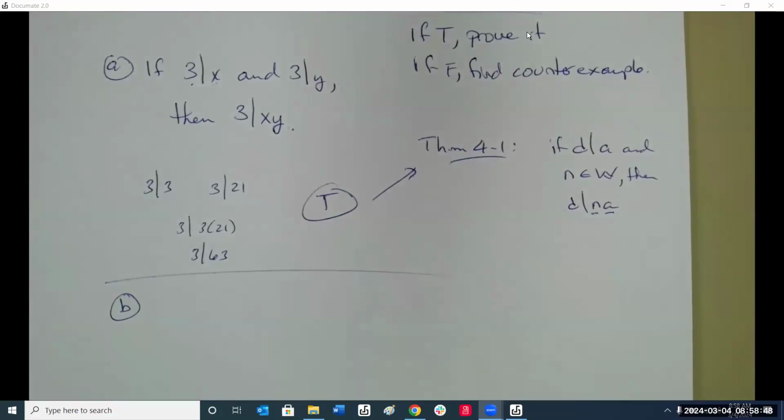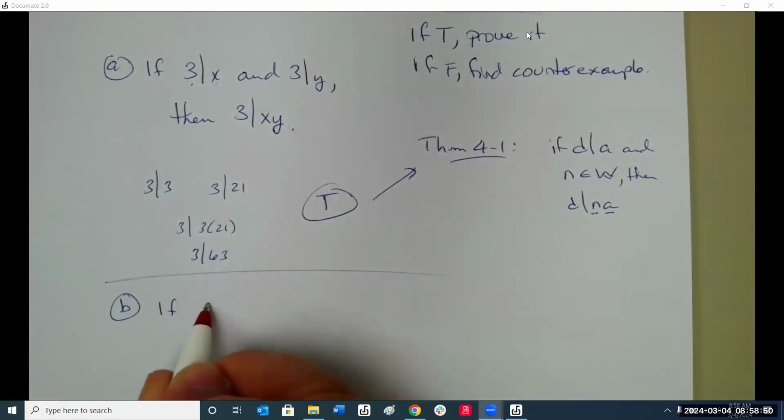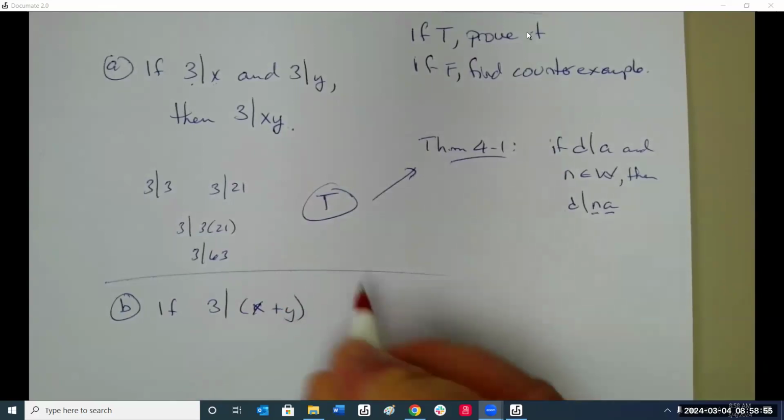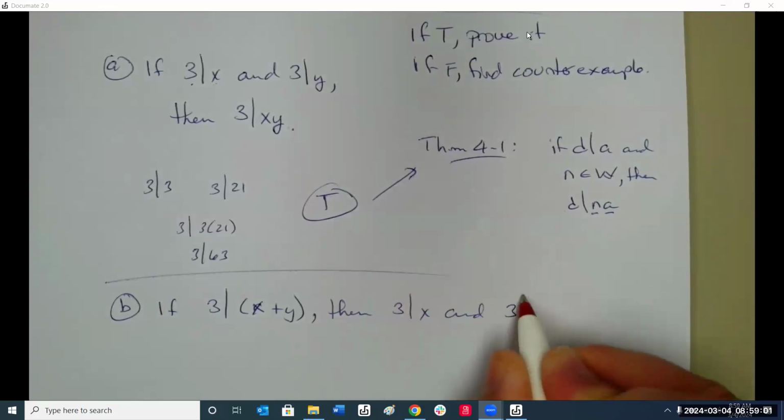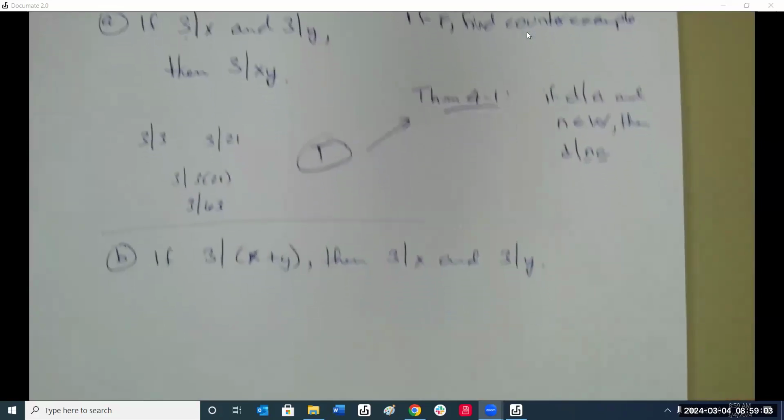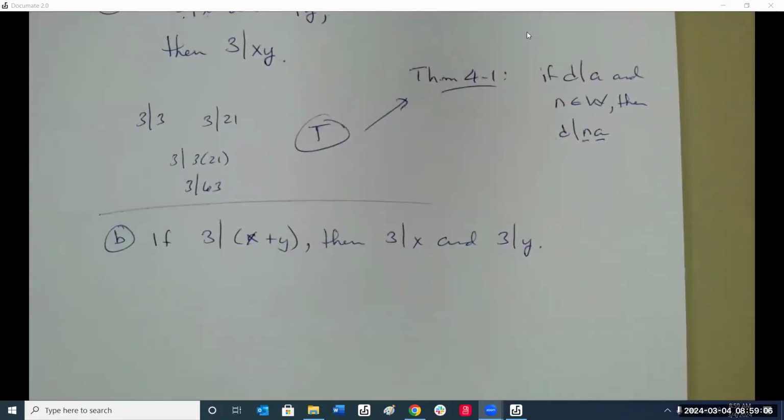B. If 3 is a divisor of X plus Y, then 3 is a divisor of X and 3 is a divisor of Y. True or false? Why?